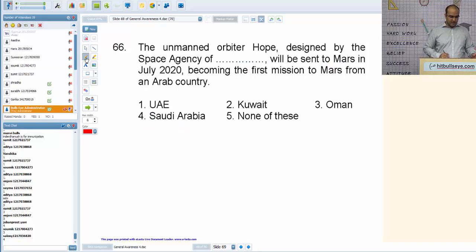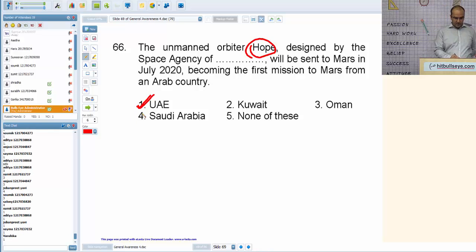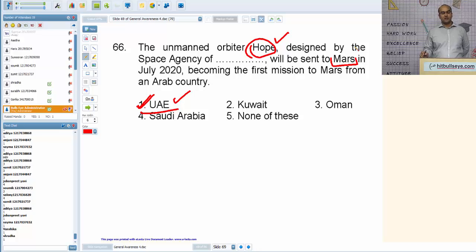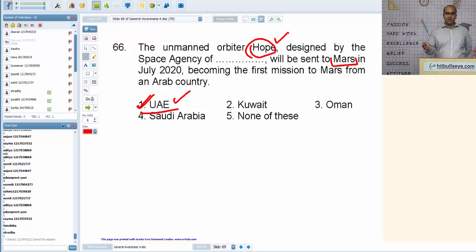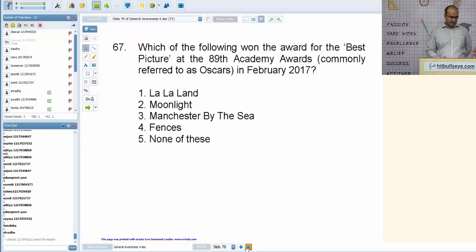Next, the unmanned orbiter called Hope, designed by the space agency of which country, will be sent to Mars in 2020, becoming the first mission to Mars from an Arab country. So the correct answer is UAE, United Arab Emirates. Right? The name of the orbiter is important, the country is important, and the objective also is important, that it will be sent to Mars, possibly to explore the idea of living in habitable cities on Mars.